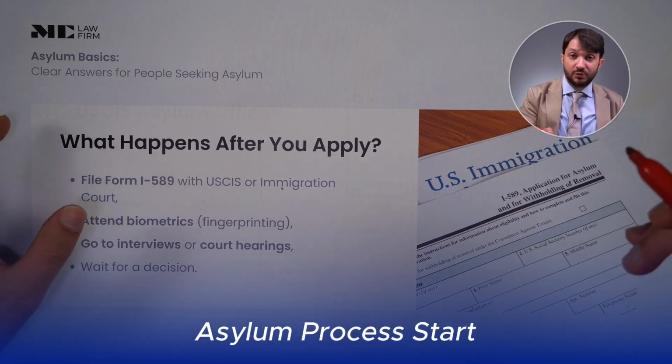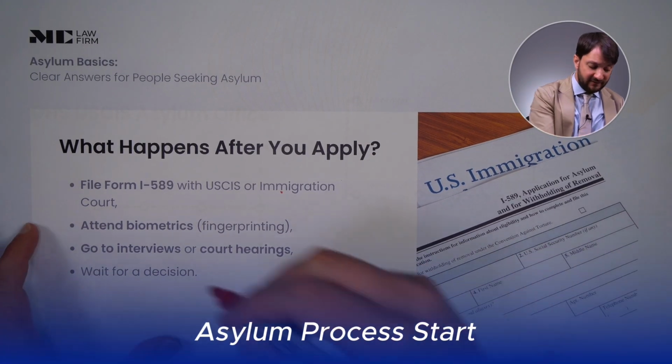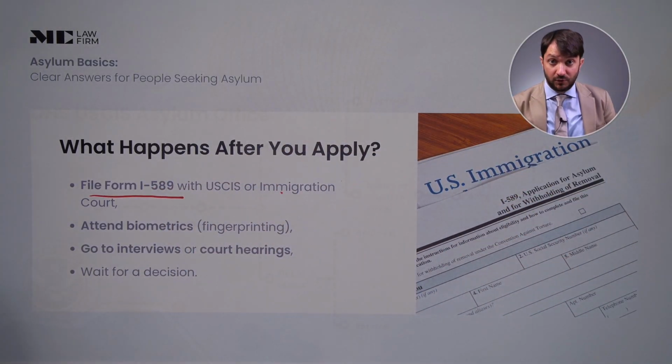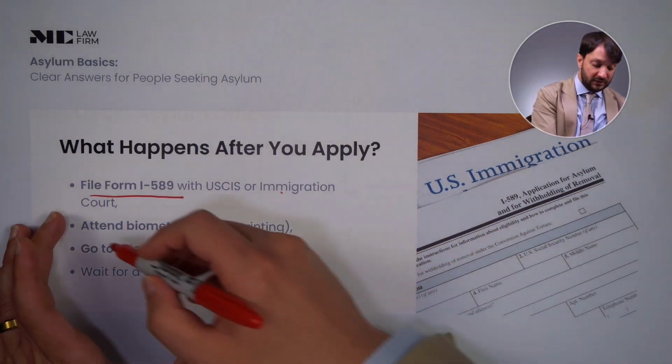Let's talk about the procedure. Like I said, there is the affirmative level where you apply with USCIS after entering the country with status. You file the I-589 form. There's a process involved with that. We're going to talk about that now. This process starts with the filing of Form I-589. Then there is a biometrics interview. They take your fingerprints and your pictures, put that in their system.